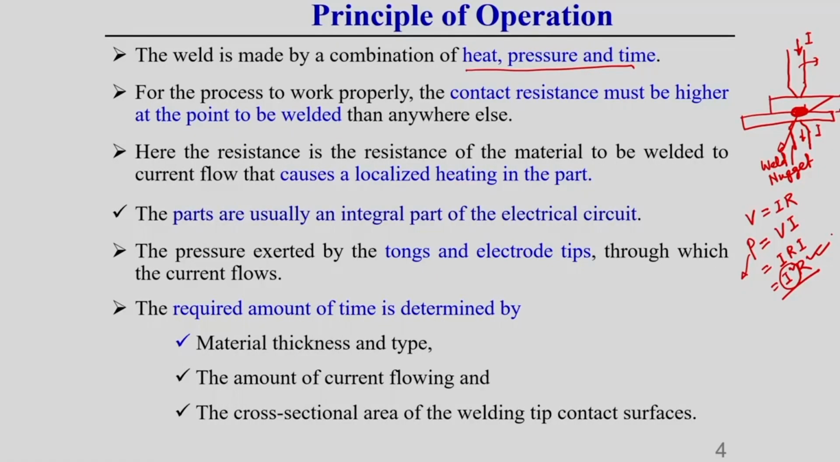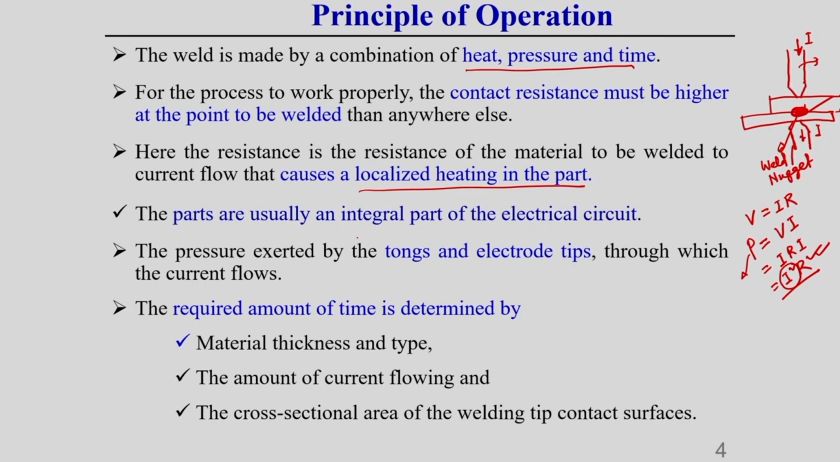Understand, if this power passes through a location for a particular time, there will be some heat. That means power into time is called heat, or you can say energy. So heat is a form of energy. That is why you should keep in mind that the resistance of the material to be welded to current flow causes localized heating in the part. So wherever we make the weld, some localized heating occurs.